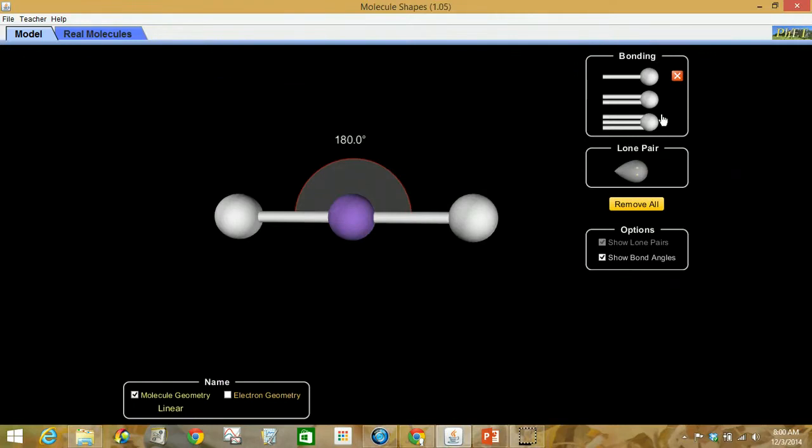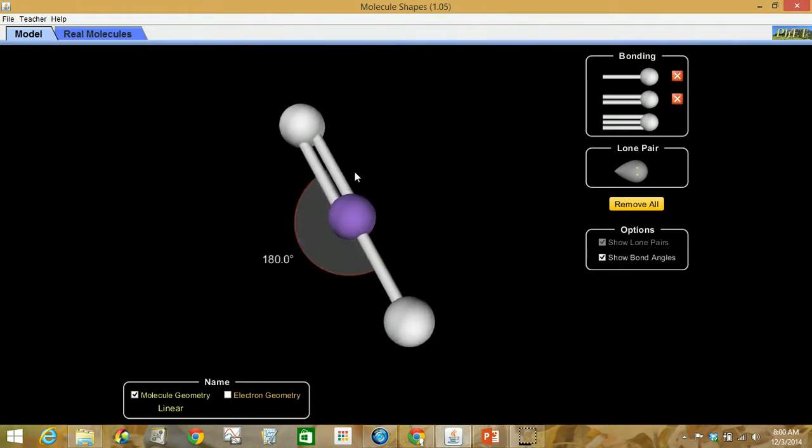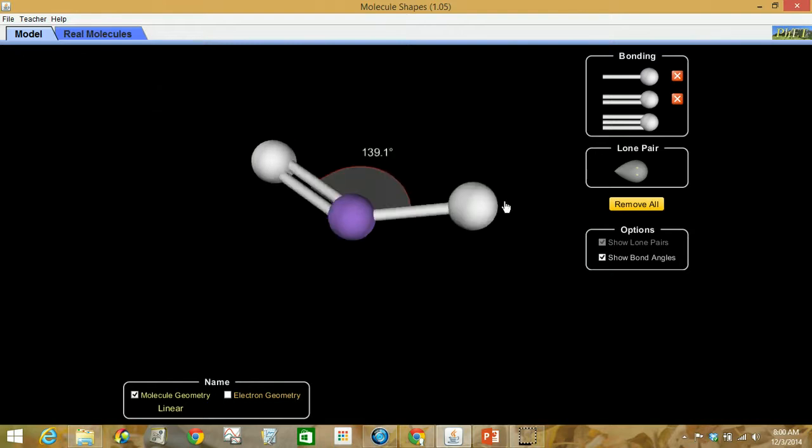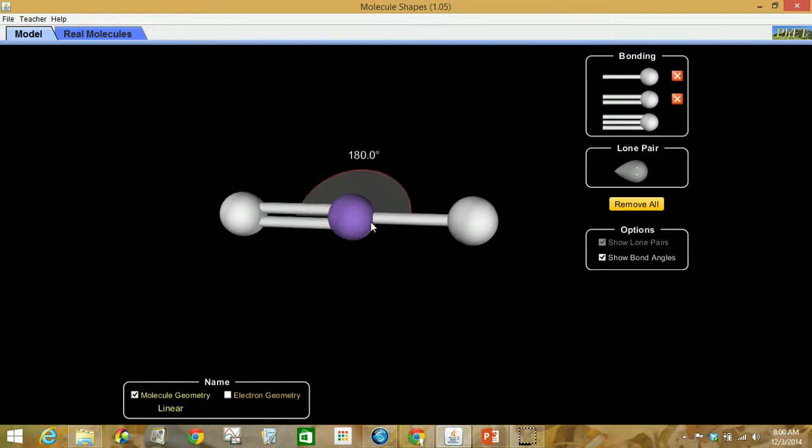Okay, so let's take a look at the difference between a single bond and double bond. So let's say that I still just have 2 atoms attached, but one of those is double bonded. Notice that I get exactly the same shape. So the question about does a double or triple bond, what effect does it have on the geometry? It doesn't have an effect. So if you've got a double bond or triple bond, it doesn't really matter.